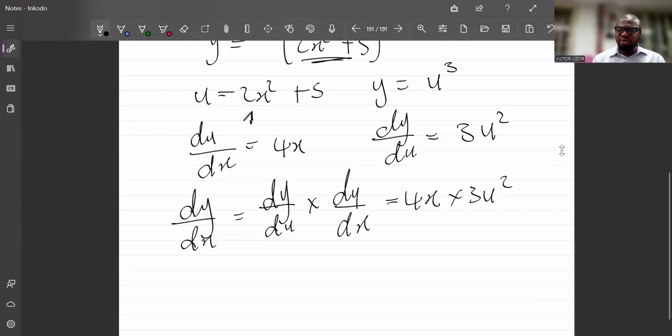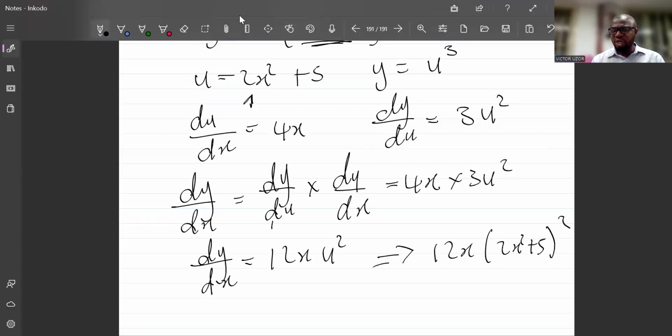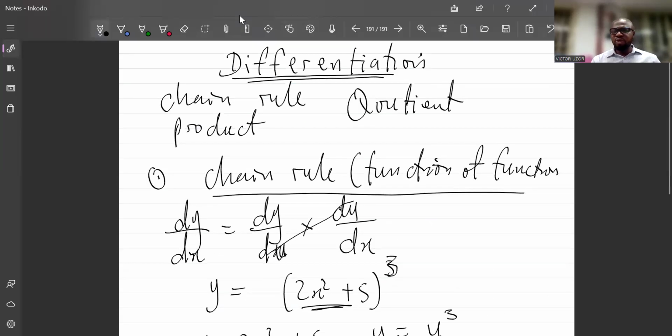So now dy over dx is 4x multiplied by 3u squared. When you multiply them out, you will have dy over dx equal to 12x u squared. But you must not leave your answer here. You must put back what your u is. So you have 12x (2x squared plus 5) raised to power 2. And that will be your differentiation of that function. I can give more examples, but this is just a typical one.